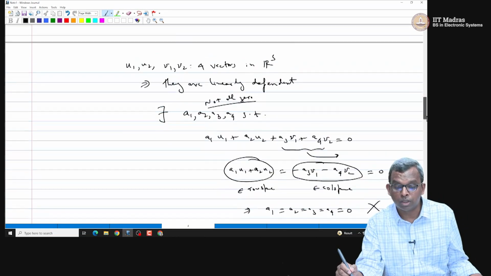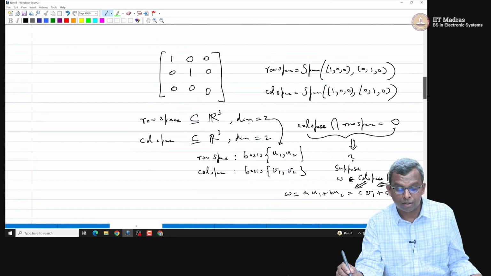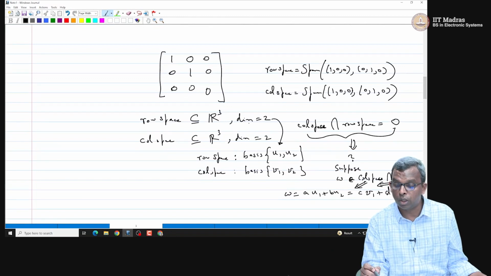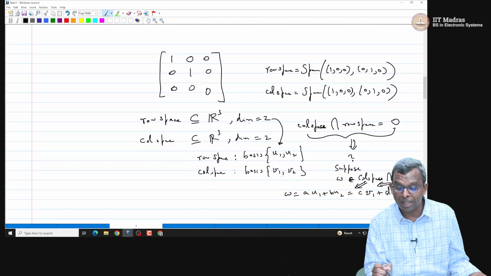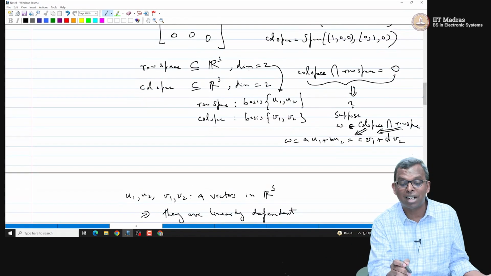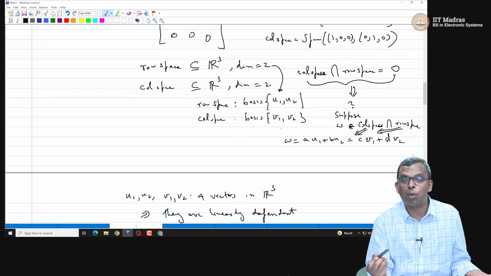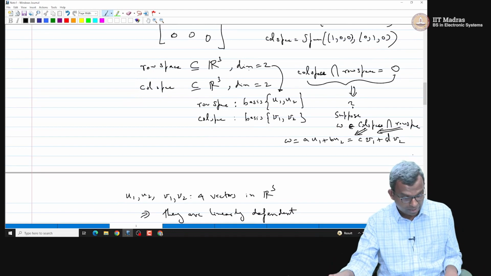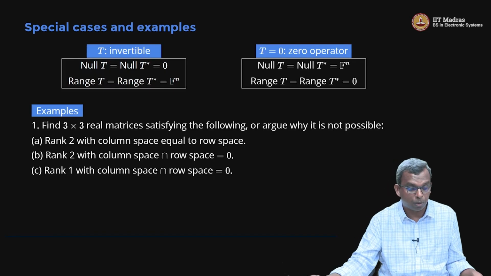So, you notice how this cannot happen. See, this row space and column space, if they do not have any intersection other than 0, it means the basis of the row space and basis of the column space have to be linearly independent. But if they are linearly independent, they cannot be more than the dimension of the underlying space. So, if this is 2, this is 2, then that is 4, and that violates the property. So, this is not possible. So, part B, this is not possible. You cannot have this because a dimension violation will occur. Rank 2 is not possible.